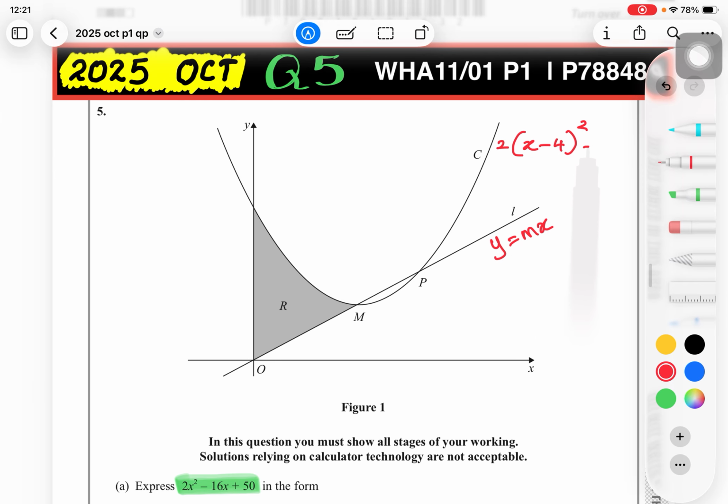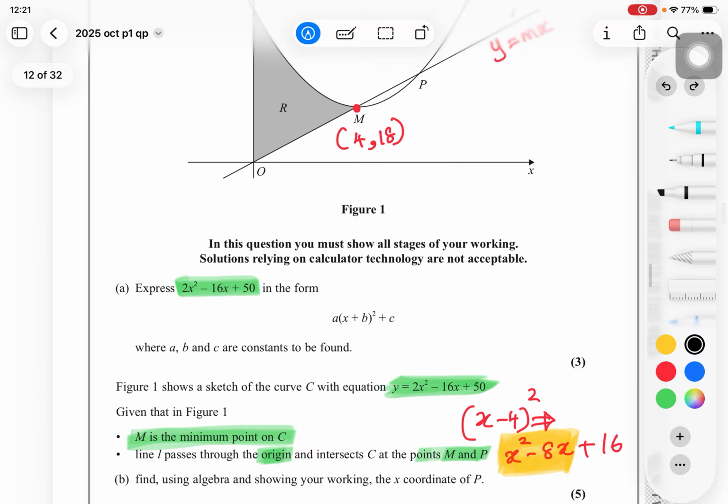Now if I talk about the point M, which is the minimum point, I know the minimum point coordinate can be taken from the graph easily now. It's going to be 4, 18. We know this expression will be minimum when x equals positive 4, and when x is positive 4, the y coordinate will be 18. That is how we're going to take it. The M coordinate is (4, 18).